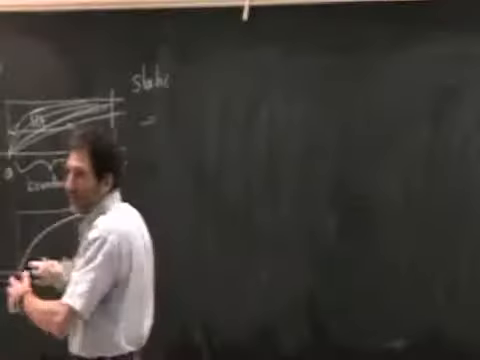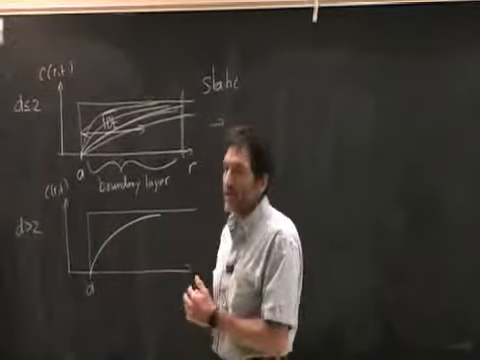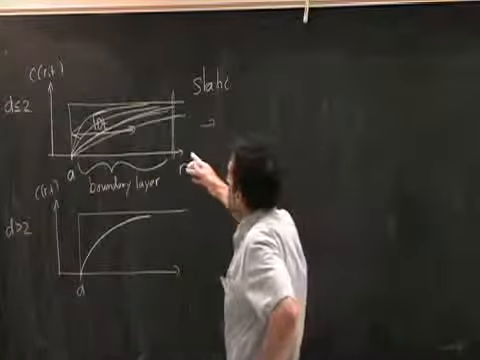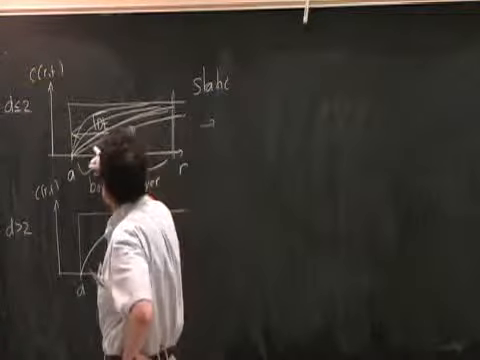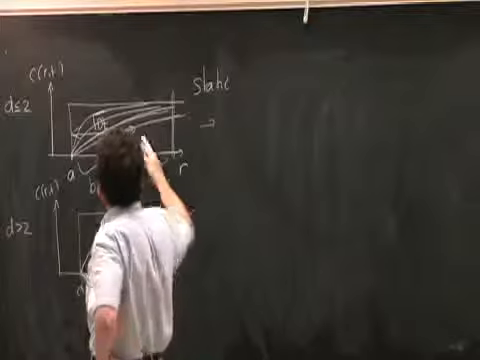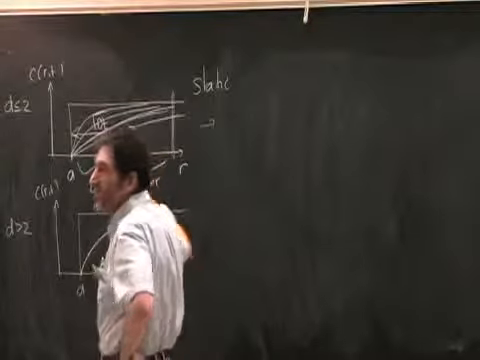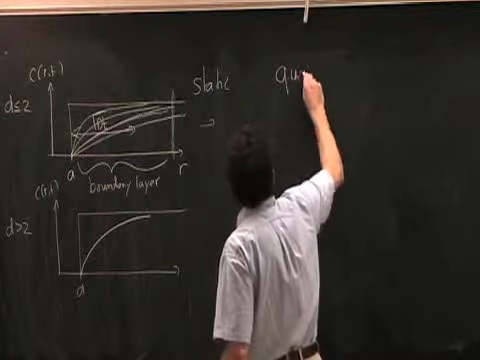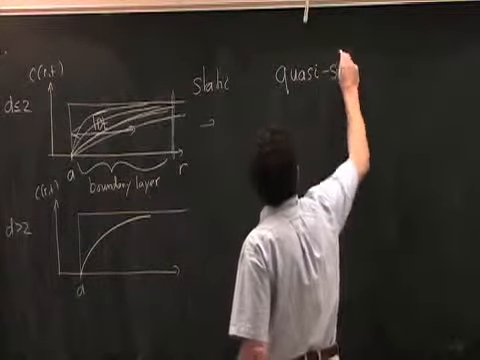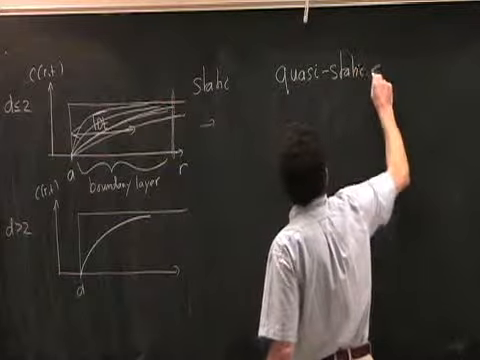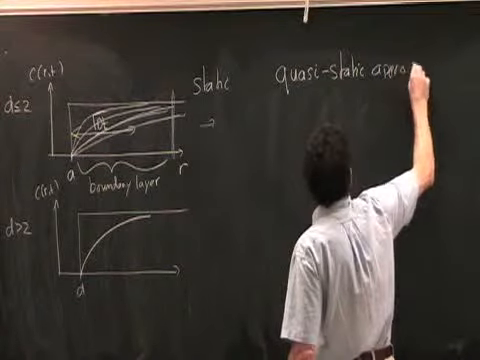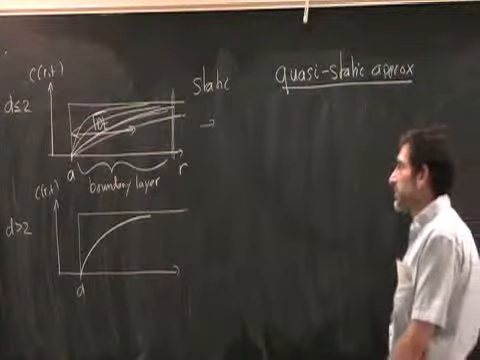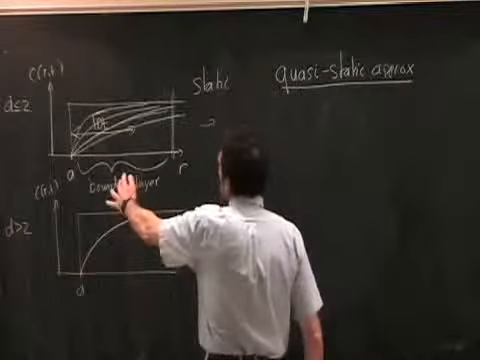Inside the boundary layer, it's only extending out the range of root dt, and the system has plenty of time. A random walker at a time t will typically explore a region of the order of root dt, and so inside of this boundary layer region, the system is almost static. And so this motivates something known as the quasi-static approximation.